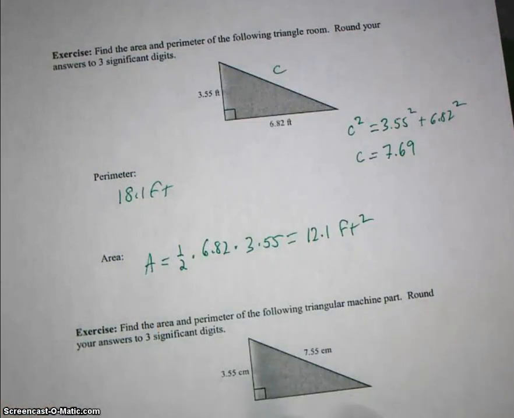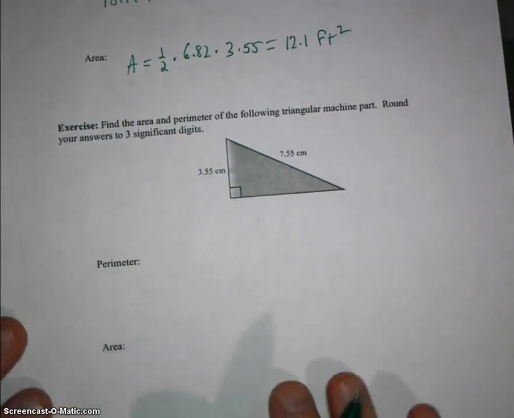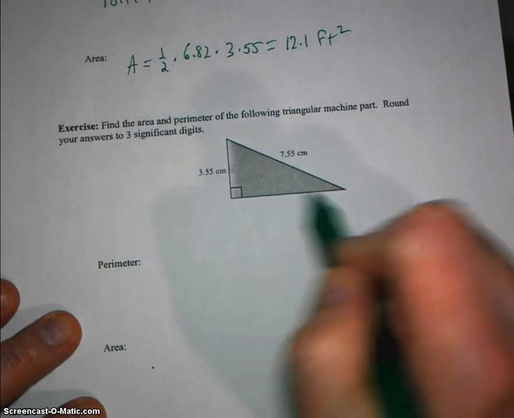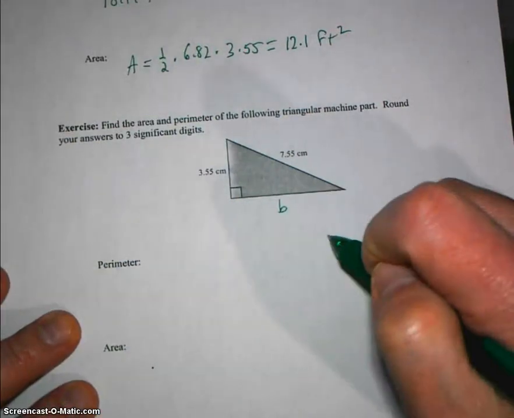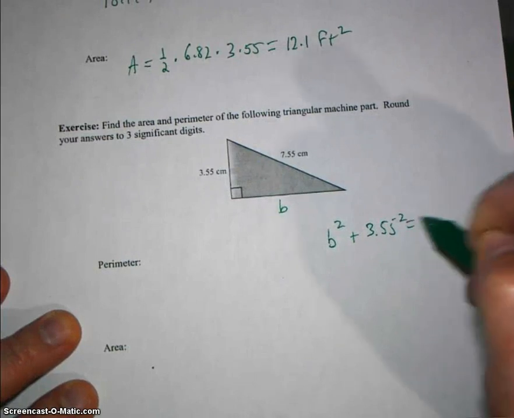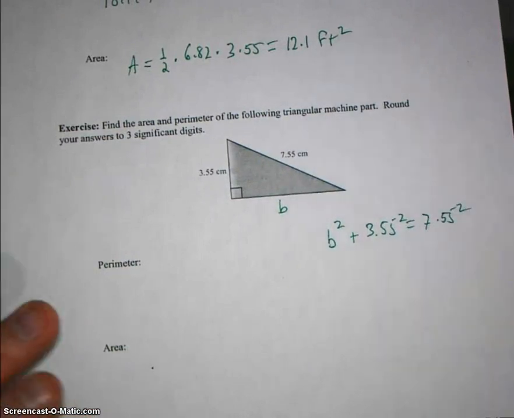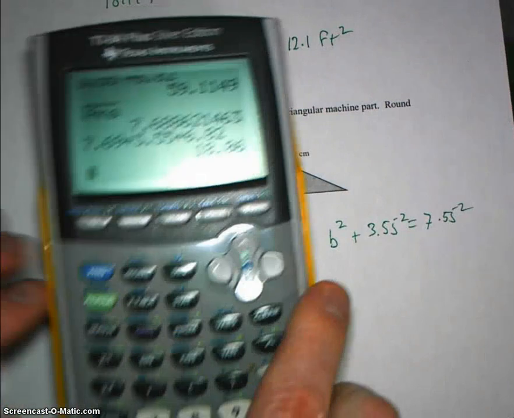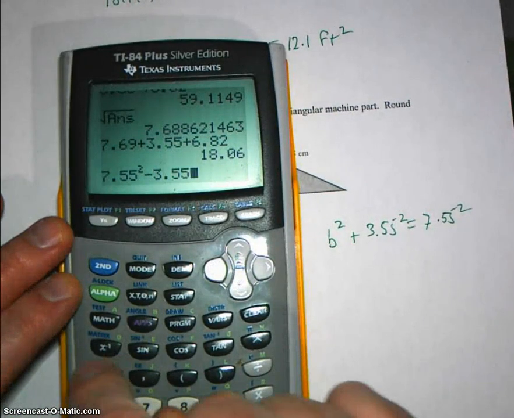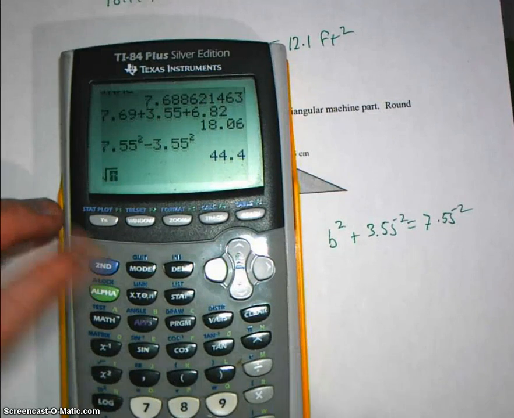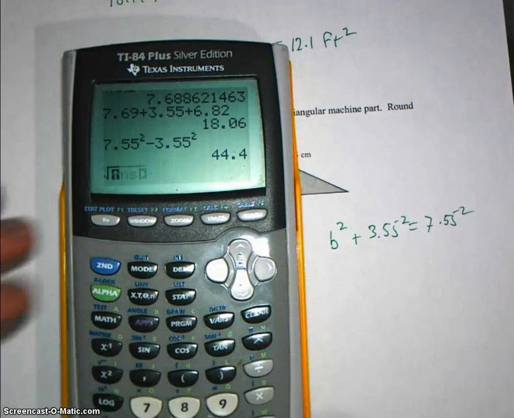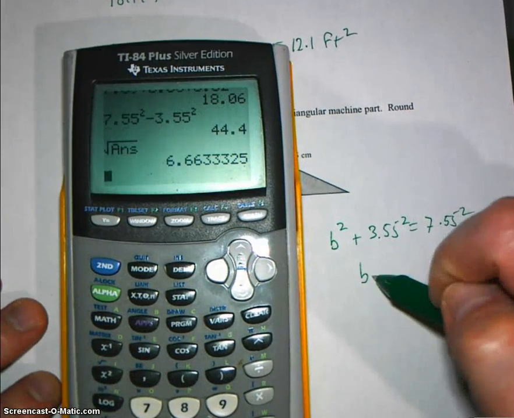All right, last problem, very, very similar. I may run out of time. I'm going to try to go fast. This time we need to find this length. I'll call this B. So B squared plus 3.55 squared is 7.55 squared. So grabbing my calculator, 7.55 squared minus 3.55 squared, and then do the square root. Hit the right buttons, there we go. B is 6.66.